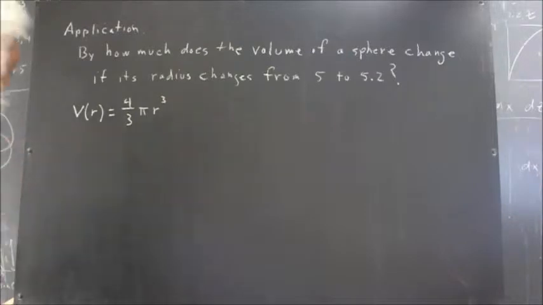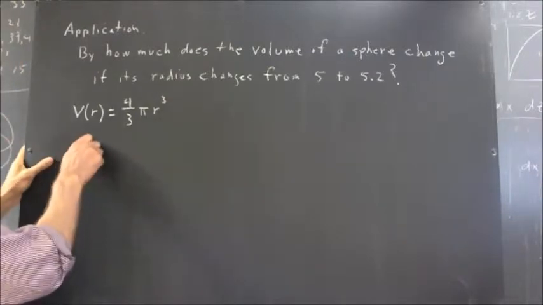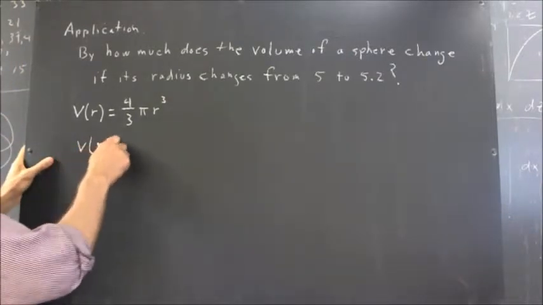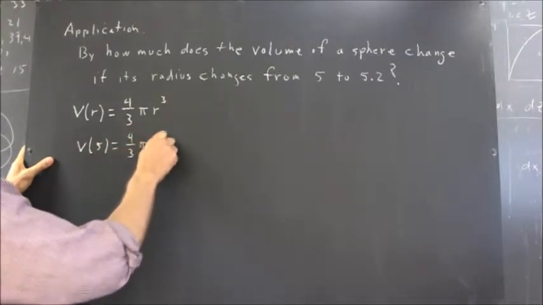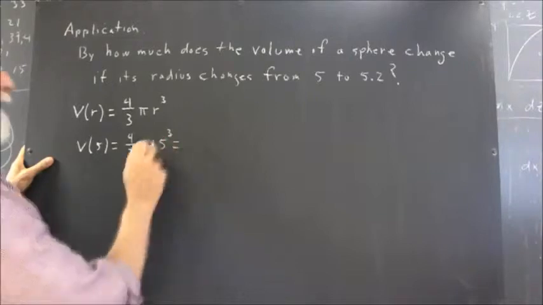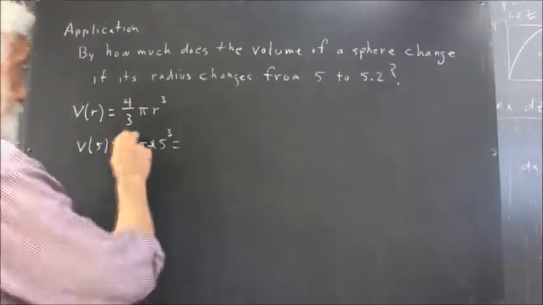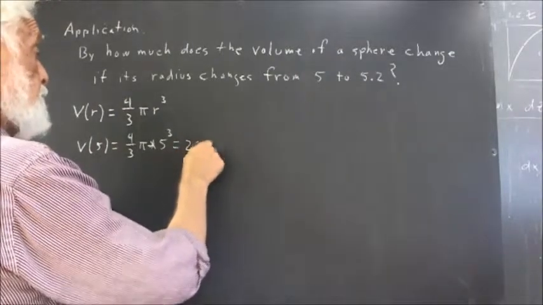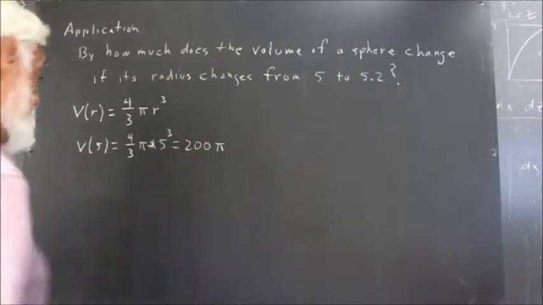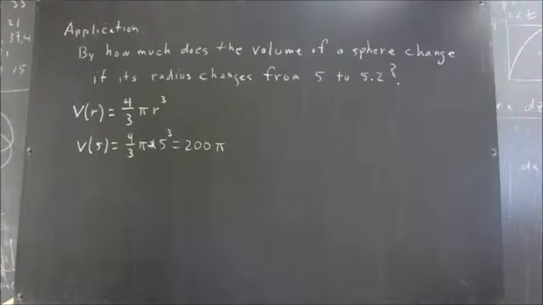first thing we can calculate is, well, V of 5 equals 4/3 pi times 5 cubed. 5 cubed is 125. You multiply that by 4, you get 600. Divide by 3, you get 200. So that's 200 pi. Okay, now we want to find V of 5.2.